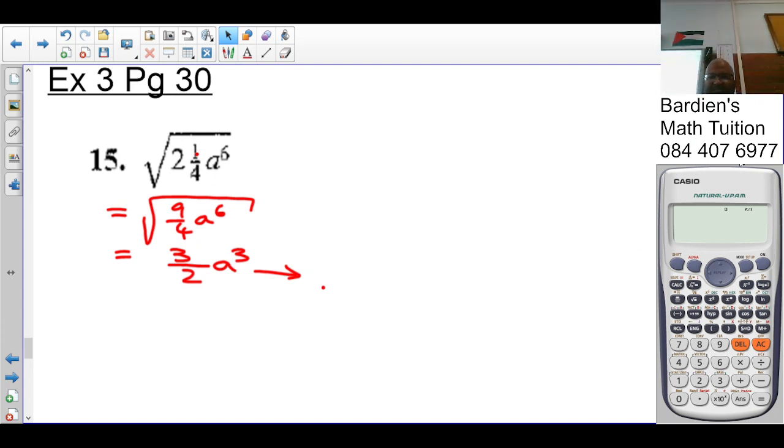So that basically brings us to the end of polynomials. Okay. And we're going to start now our next topic, which is factorization. So your next heading is factorization.